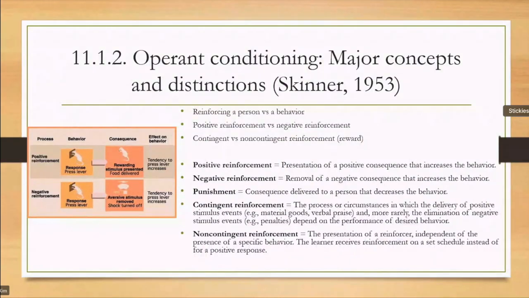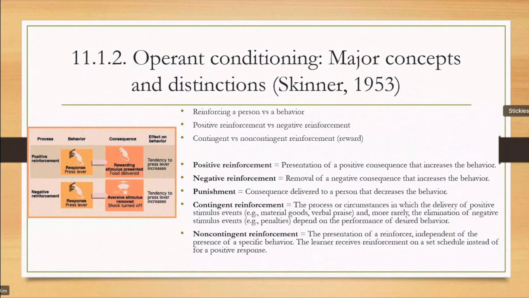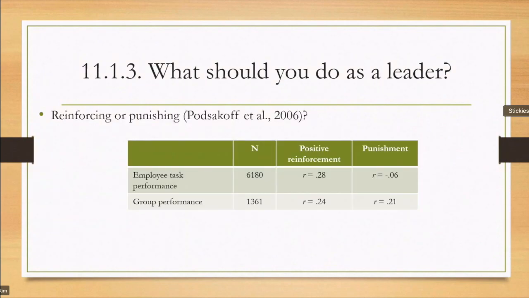Contingent reinforcement, non-contingent reinforcement is basically the delivery of a positive stimulus rather than the elimination of a negative stimulus, and then contingent is obviously the opposite, but that's also on the slide, so it's pretty clear with the definition, I guess.